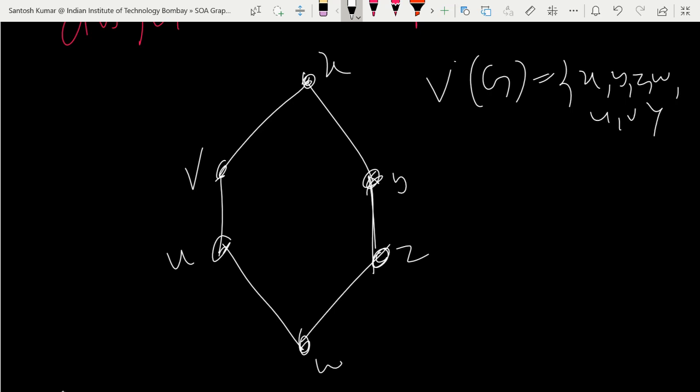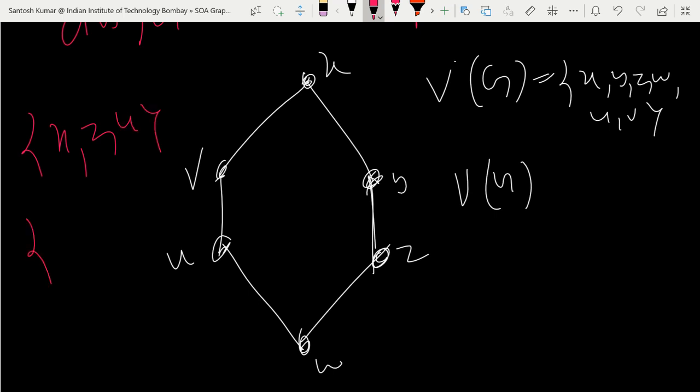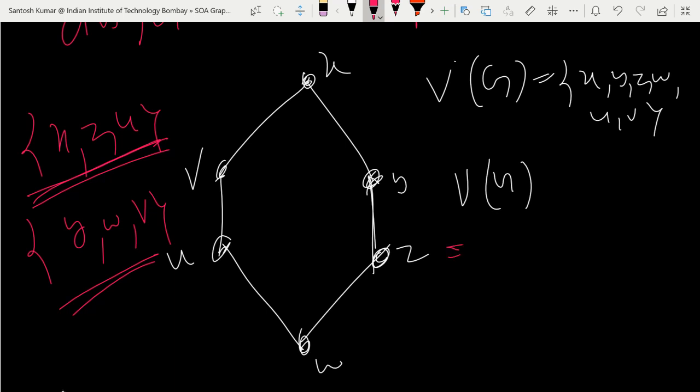This is a vertex set, and it can be written using the collection of independent sets. Like you can write x, z, u. This is an independent set, and the other independent set is y, w, v. This is one independent set, this is the other independent set. You take the union of both, you'll get the vertex set, x, z, u union y, w, v.